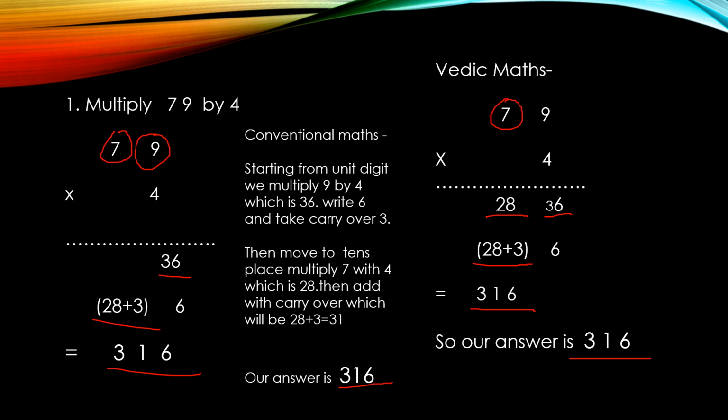In both cases, in conventional maths we get the answer 316, and in Vedic maths also we get the same number 316. But in Vedic maths we multiply the numbers from left to right, that is much faster than the conventional maths. As we multiply this number mentally and we keep this number in our head, and then we take the carryover and add this carryover with the tens place digit. That is very easy than the conventional maths. As without pen and paper we can do this multiplication mentally.